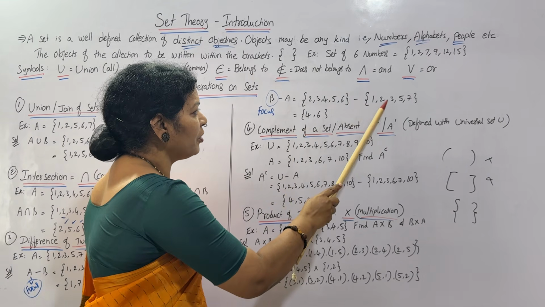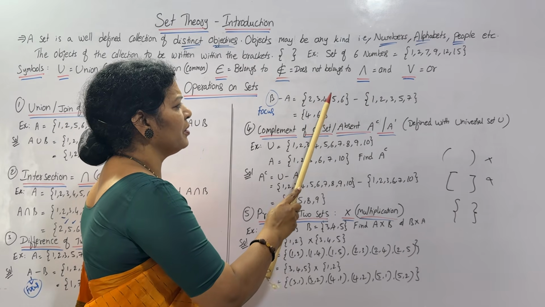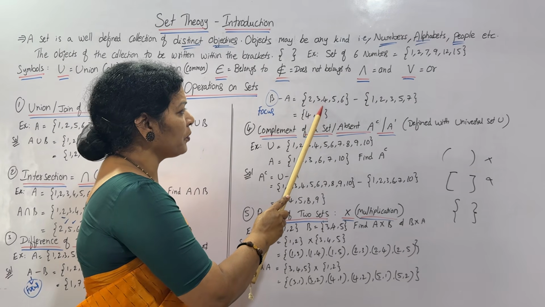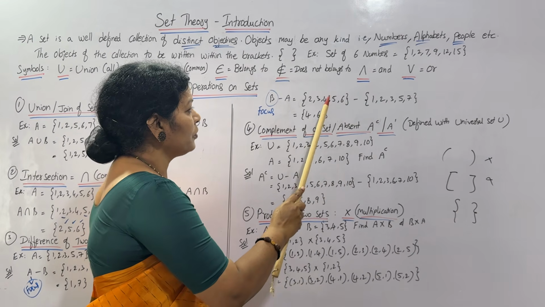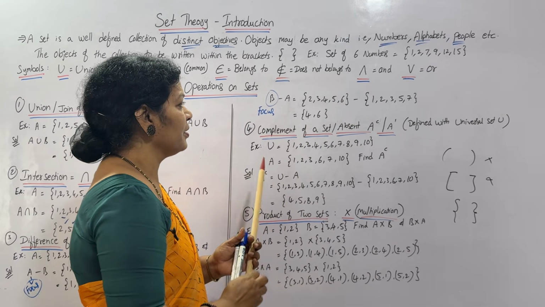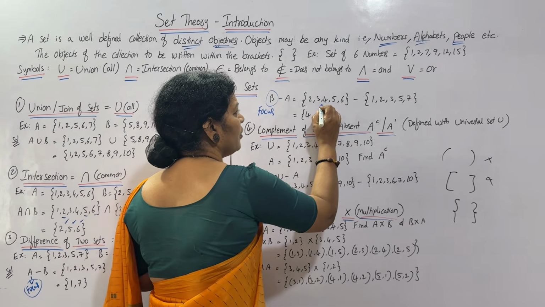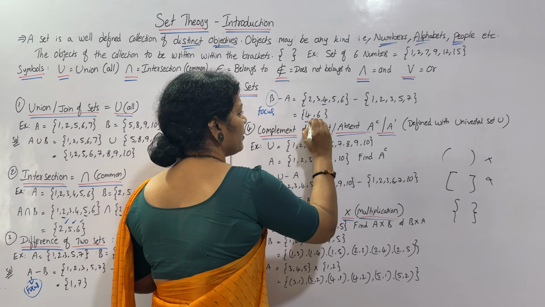3 is also there on both sides. Cancel. Next, let's focus on 4. 4 is not in A. So 4 we are writing here. Are you getting me? So 4 we are writing here.